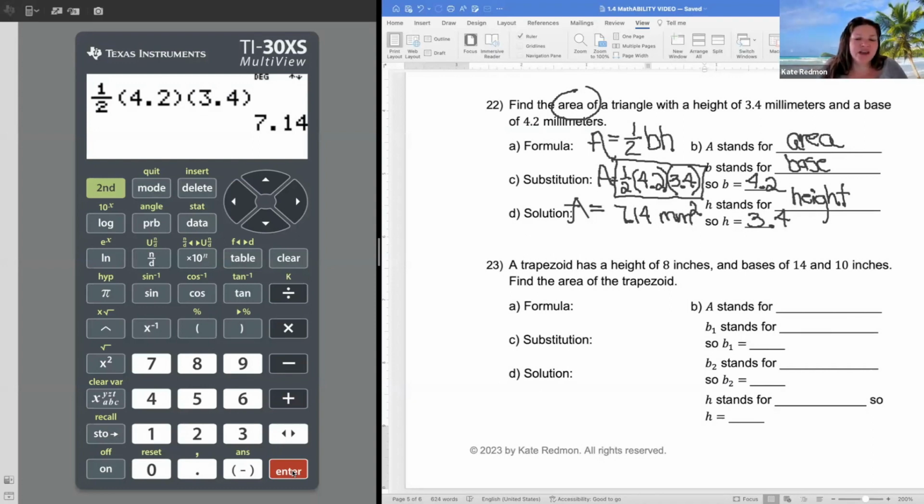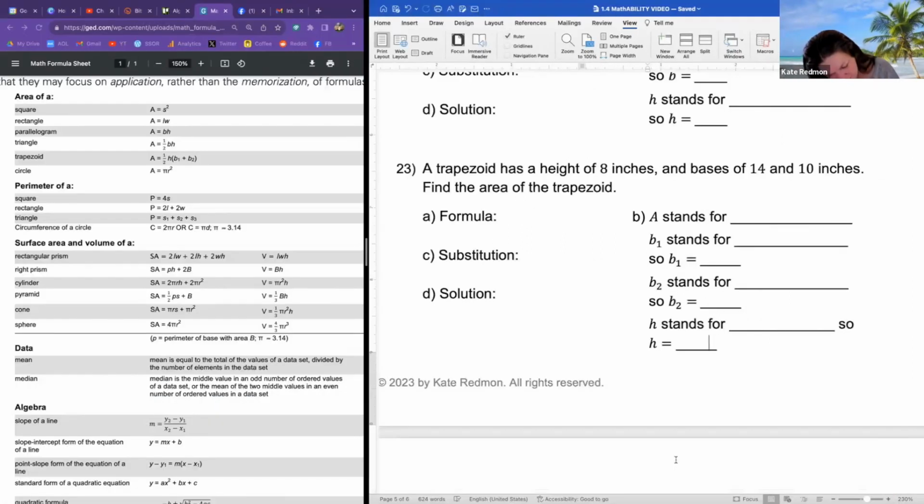23 I wanted to do together because the formula is a little funky looking, but we can do this, okay? So it says a trapezoid has a height of 8 inches and bases of 14 and 10 inches. Find the area of the trapezoid. It is the area we're looking for. The shape is the trapezoid. So I come to the area section, find the trapezoid, and there's the formula. And you can see it's a little ugly, and there's why I wanted to do it together. So let's write it down.